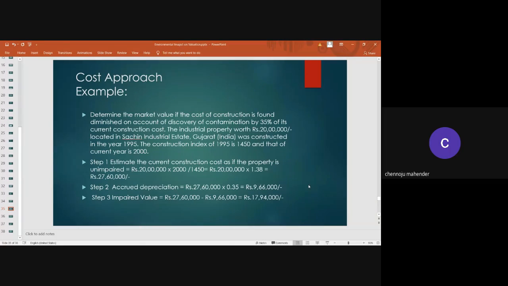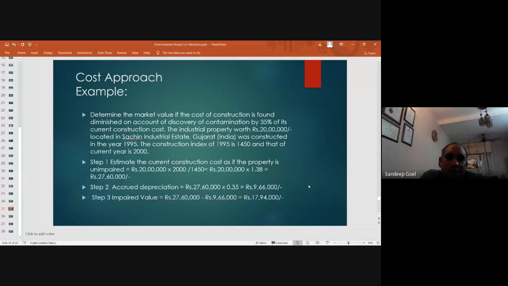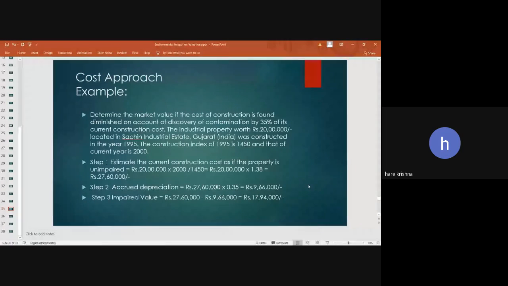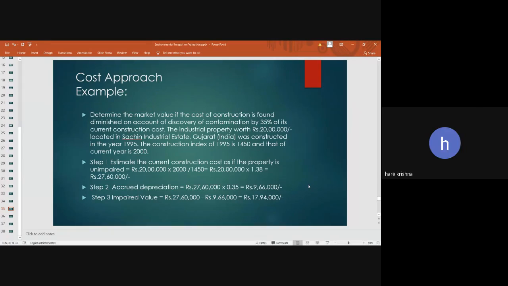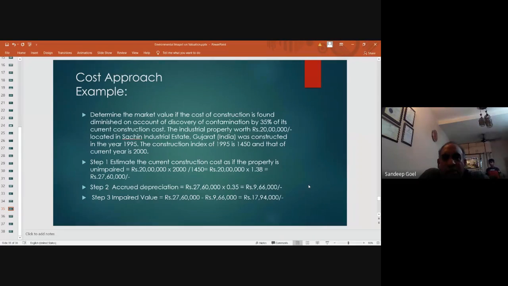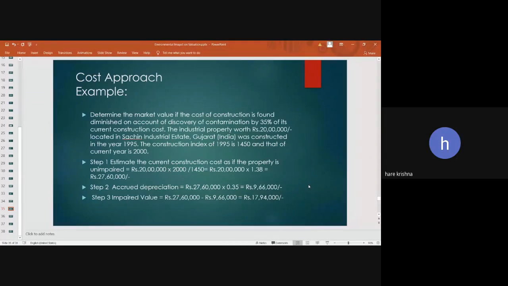Sir, is 2000 the index or the year? Last line. 2000 is the index. Then which year? 2000? In 2000, 1990 is the current year index. He is not mentioning the year. He is only saying that the current year is 2000. Clear? Then please repeat again.